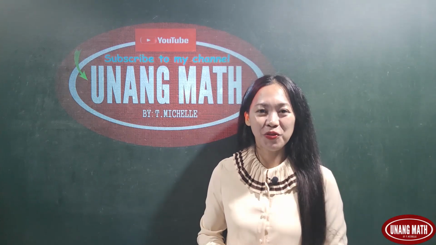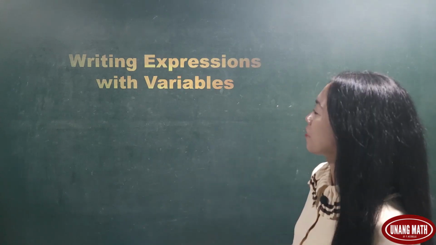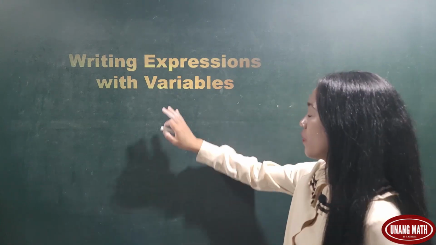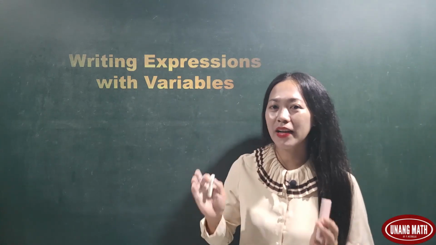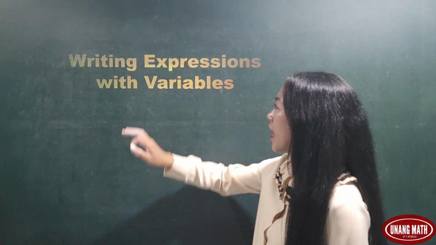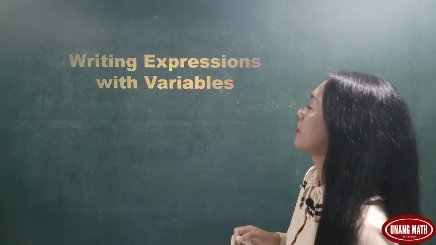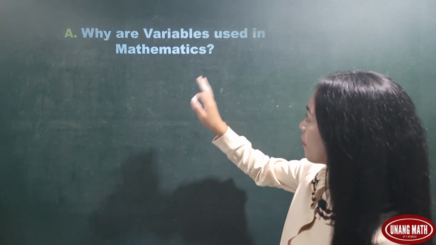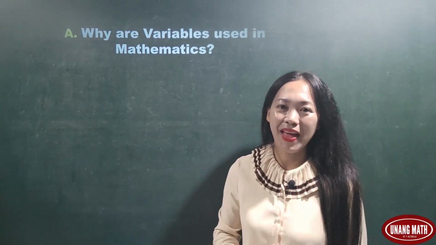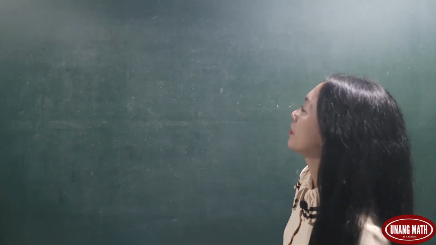This is episode 58 and for this episode, our lesson is writing expressions with variables. In math, when we say variables, these are letters that represent an unknown quantity. Expressions are combinations of numbers and variables. So why are variables used in mathematics? We will answer this question using an example.